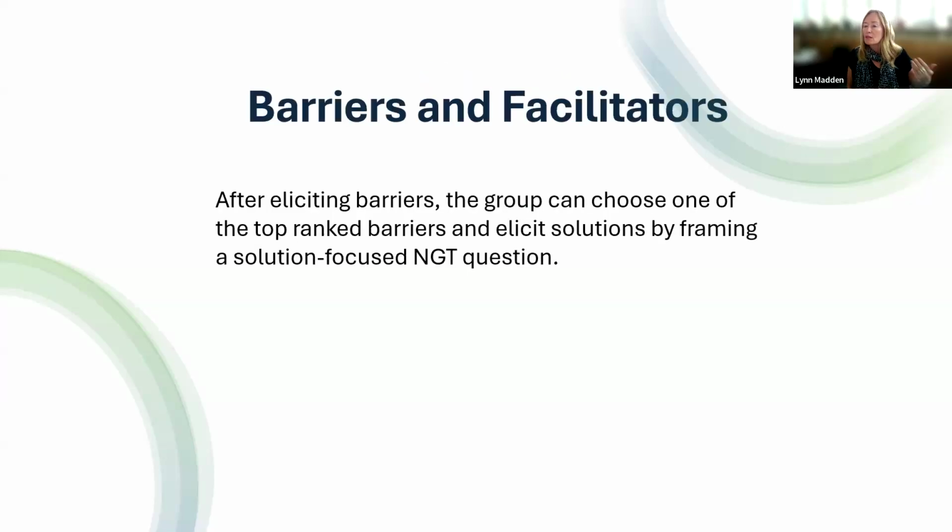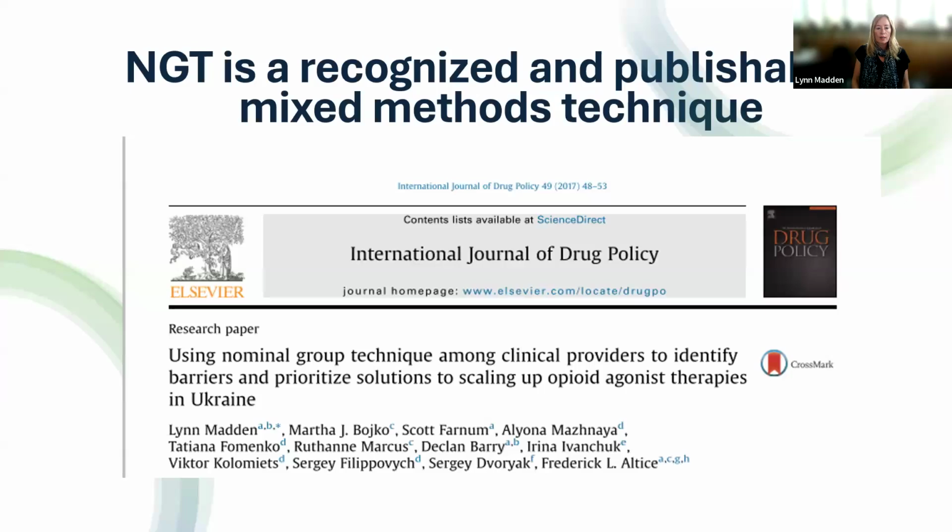The group can also, at this point, choose one of the top barriers and flip it around and ask a solution framed question, right? How would you solve this problem that you just identified as a barrier, right? So you can use this in both directions. Now let me move to a couple of quick examples.